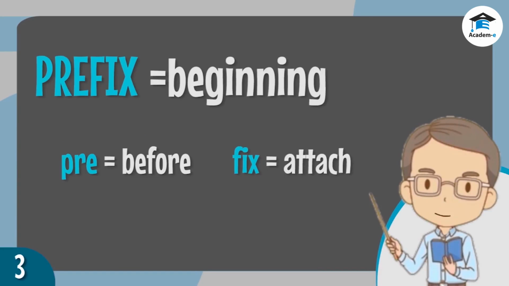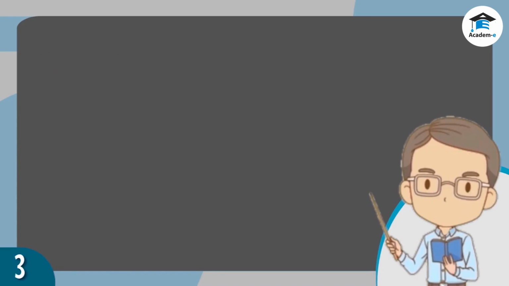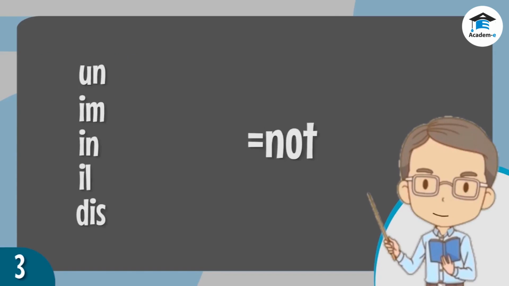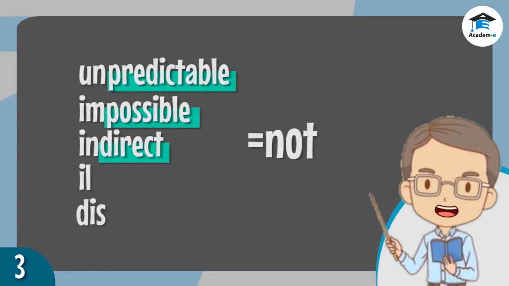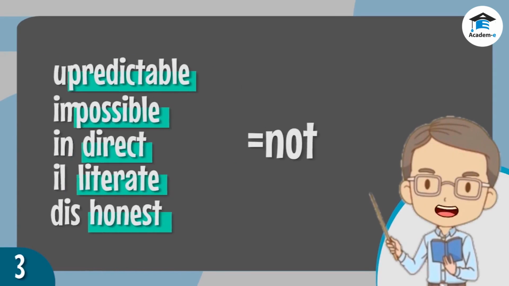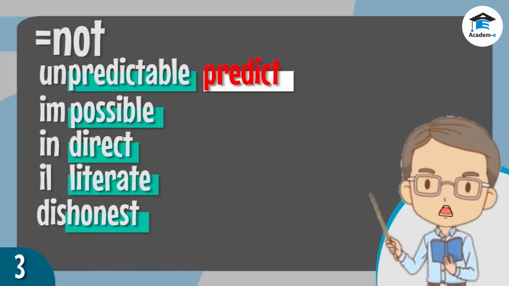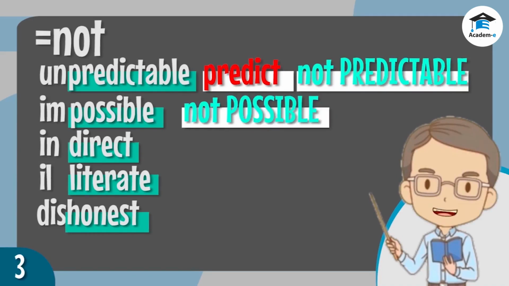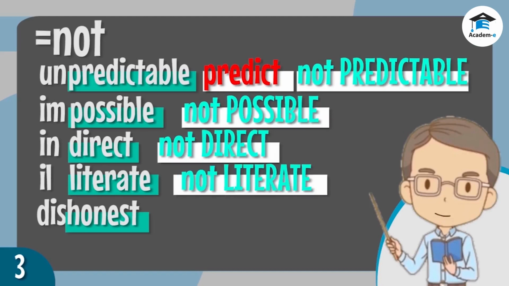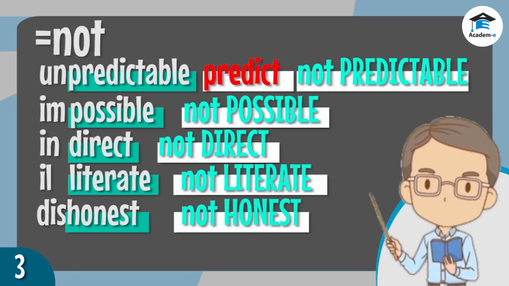Here are some examples of prefixes with their meanings. The prefixes un, im, in, il, and dis mean not or the opposite of. Examples of words with these prefixes are unpredictable, impossible, indirect, illiterate, dishonest. In the word unpredictable, the root word is predict, because it is the main word. Because we know that the prefix un means not, we can deduce that the meaning of the word unpredictable is not predictable. Same with the words impossible, meaning not possible, indirect, meaning not direct, illiterate, meaning not literate, and dishonest, meaning not honest.